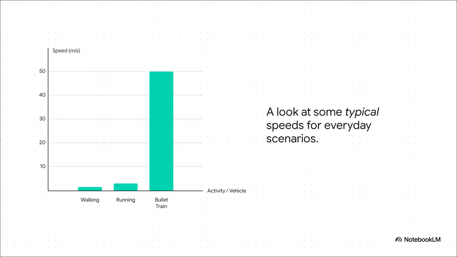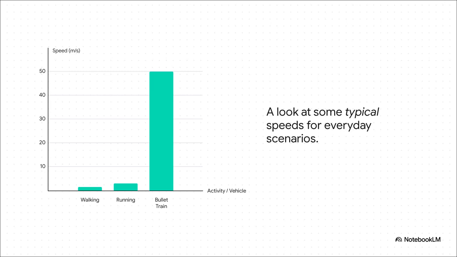And just to give you a feel for these numbers in the real world, here are some typical speeds. A pretty brisk walk is about 1.5 meters per second. A decent running pace is around 3 meters per second. And a Japanese bullet train, a blistering 50 meters every single second.